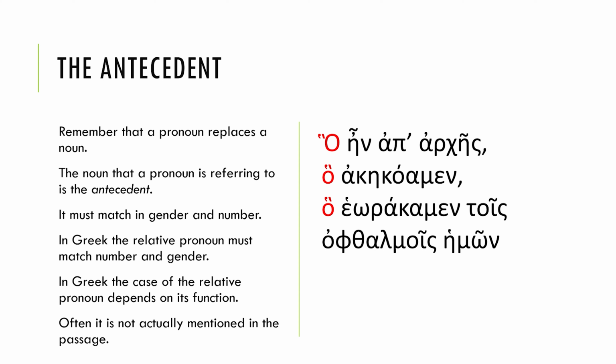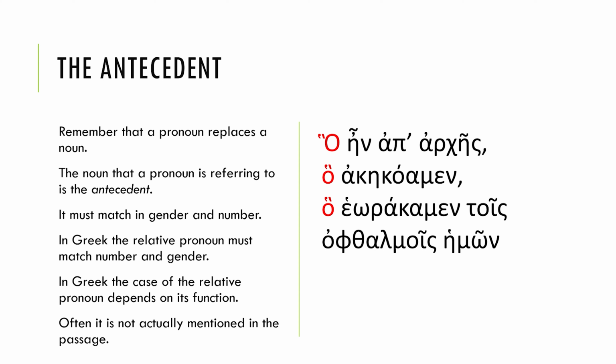Remember, that relative pronoun could be the direct object, indirect object. It could be showing possession. It could be the object of a preposition. It could be doing a million things. So the case has nothing to do with an antecedent. The case has nothing to do with the noun it's replacing.